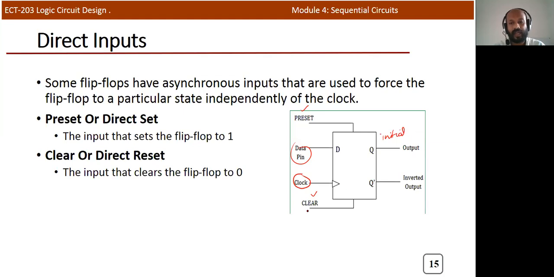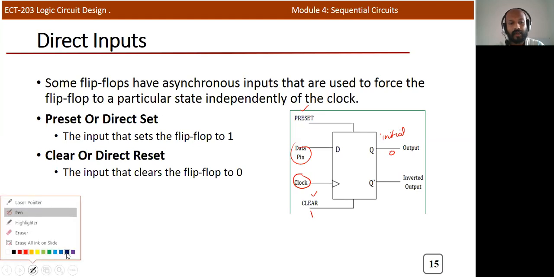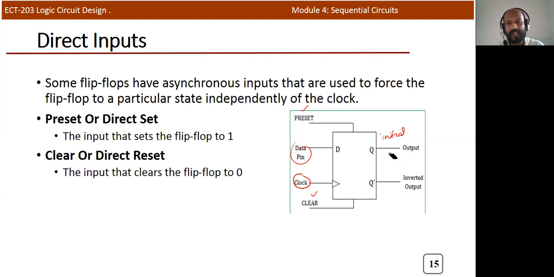So to make it 0, I need to use the clear signal. In this particular case, if the clear signal is equal to 1, output is equal to 0. And if the preset signal is equal to 1 initially, then the output is equal to 1 at the initial stage. Later, the outputs are based on the data pin and the clock signal. But initially, or at any instant of time, if you apply a proper preset or clear signal, the output will change. Normally, these signals are asynchronous in nature, because without applying any clock, the output will change.